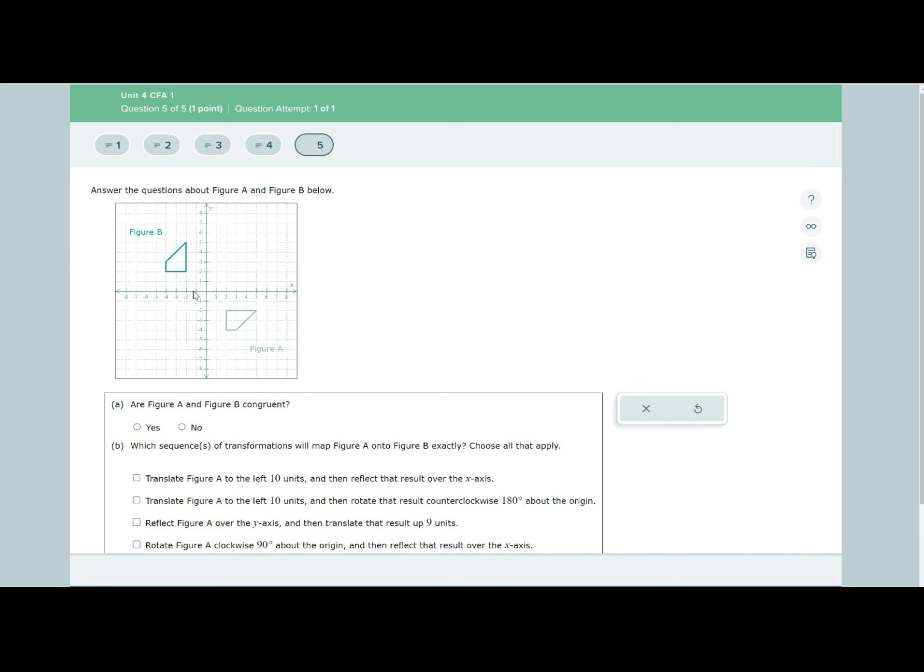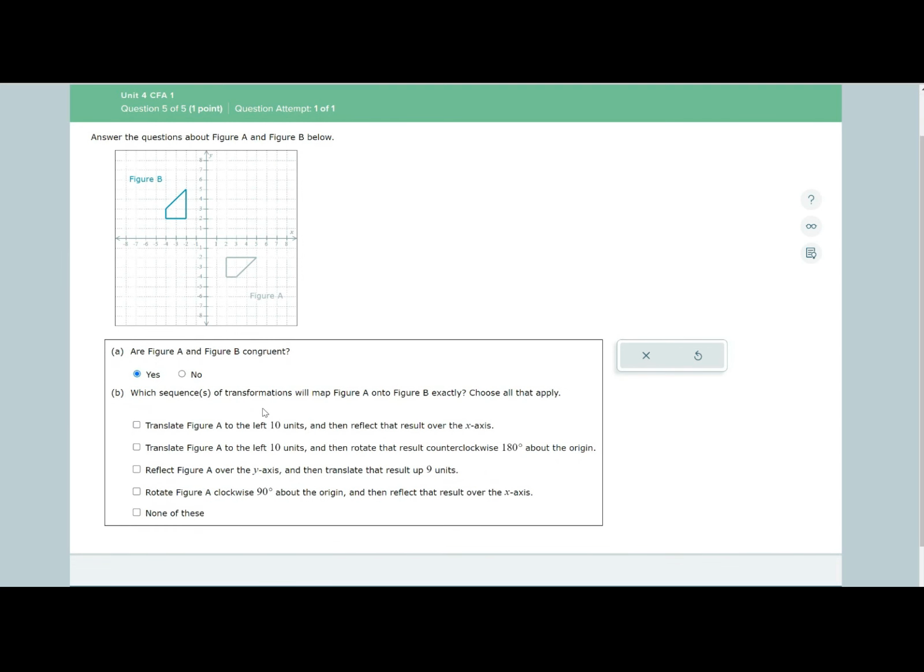Do they look the same? Do they have the same size? The answer is yes. They look like they have the same size. Now, I'm sorry about that. Part B. What sequence of transformations will map figure A onto figure B exactly? Choose all that apply. Translate figure A left 10 units.